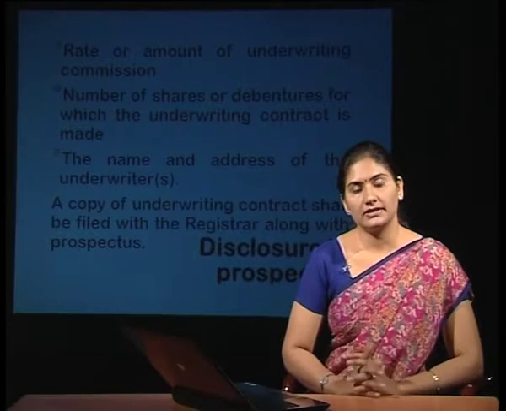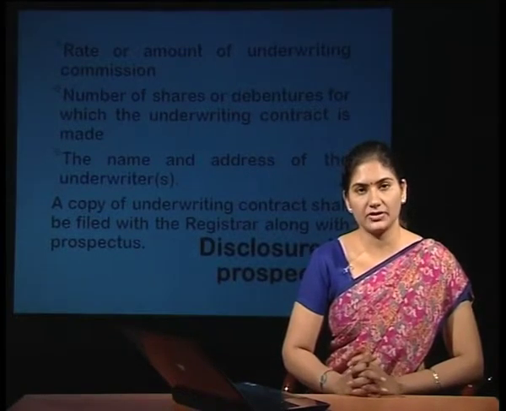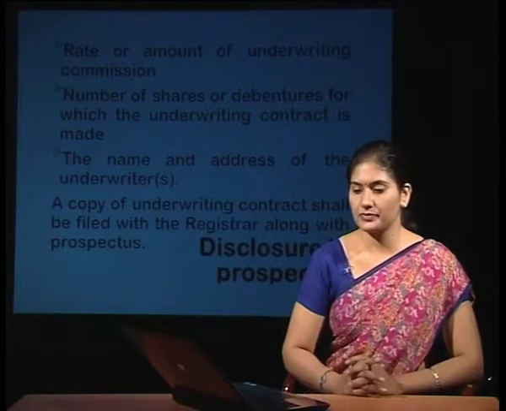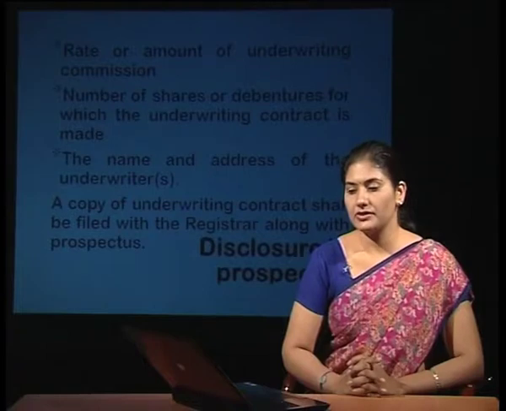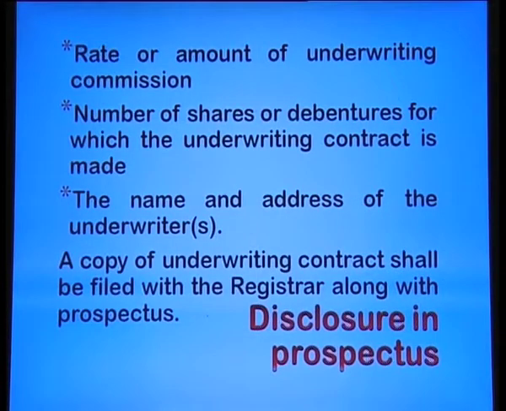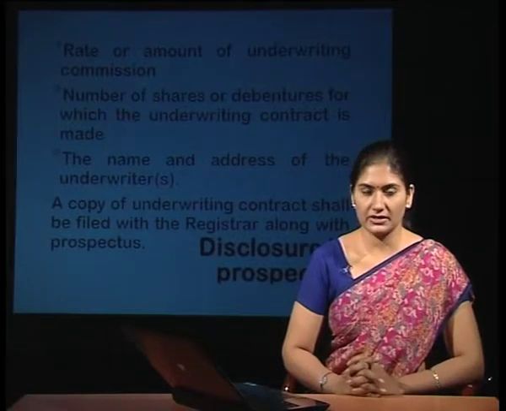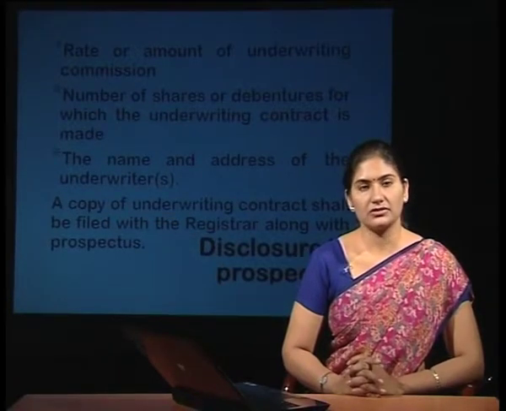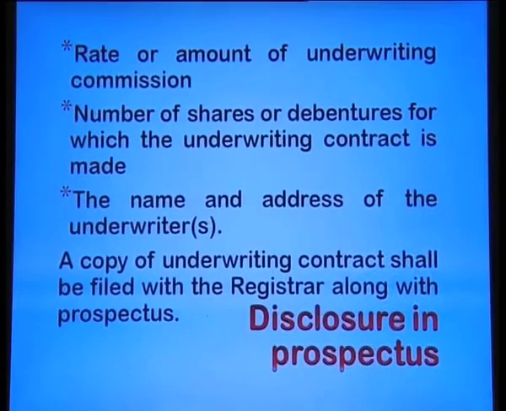Now, let us discuss what has to be disclosed regarding the underwriting commission in the prospectus. The first thing which needs to be disclosed is the rate or amount of underwriting commission. So, whatever is being paid to the underwriter, it has to be disclosed on the face of the prospectus. Second is the number of shares or debentures for which the underwriting contract is made.